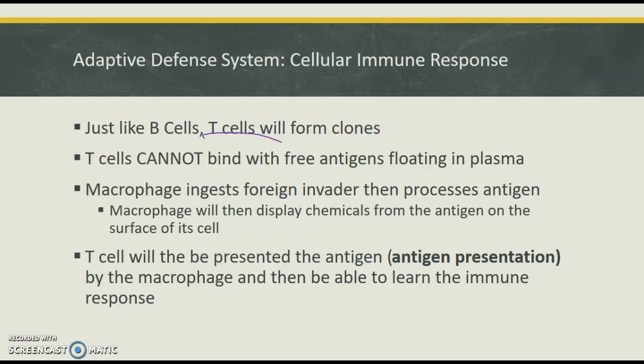And T cells can also form clones, but they do not bind to antigens that are just floating around. Instead, a big white blood cell called a macrophage will actually ingest the bacteria or the foreign invader, eat it. We talked about that through phagocytosis. And then this is really cool. It takes a little piece of the bacteria or the virus and sticks it on its own cell membrane. This allows T cells to come and interact with the macrophage and learn about the antigen. And this is referred to as antigen presentation.